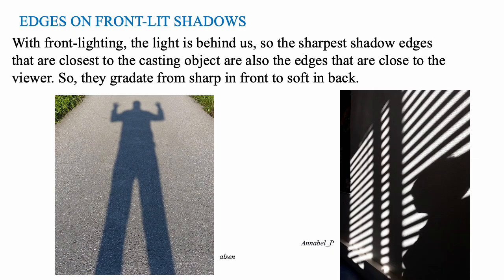So as opposed to backlighting, where I showed you the edges might not change much, with front-lit shadows, the edges change a lot. And this is a picture where the light is behind the viewer, and the edges in front are the sharpest because they're in front and also because they're closest to the casting person. So there are 2 reasons for it to be sharp here, and then it gets very soft as it moves away from the casting surface and from the viewer. And similarly here, these are sharp shadows, and then they get very soft very quickly.